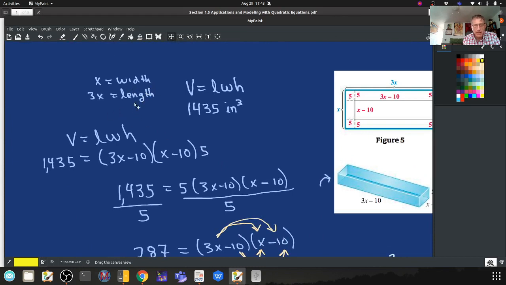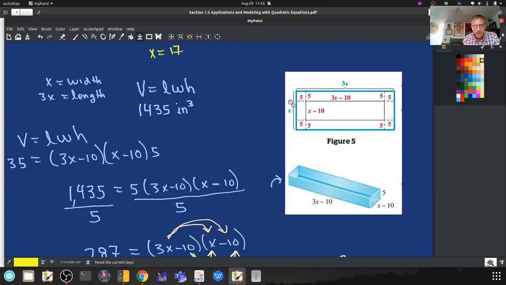Well, I want to know my length and my width. So I found out that x is equal to 17. So this dimension right here is 17, and 17 times 3, which is 3x, is equal to 51. So the length is equal to 51 inches.